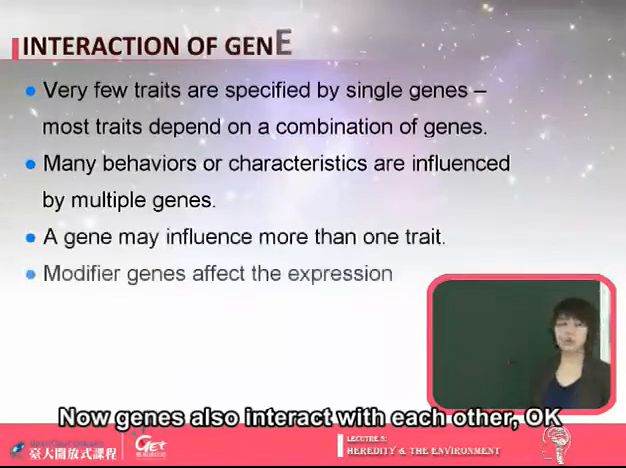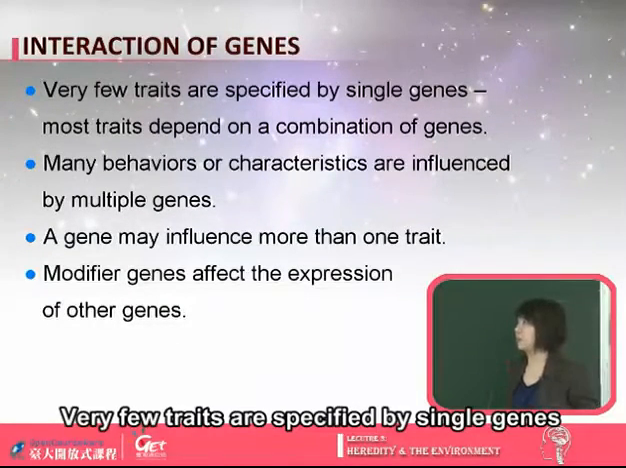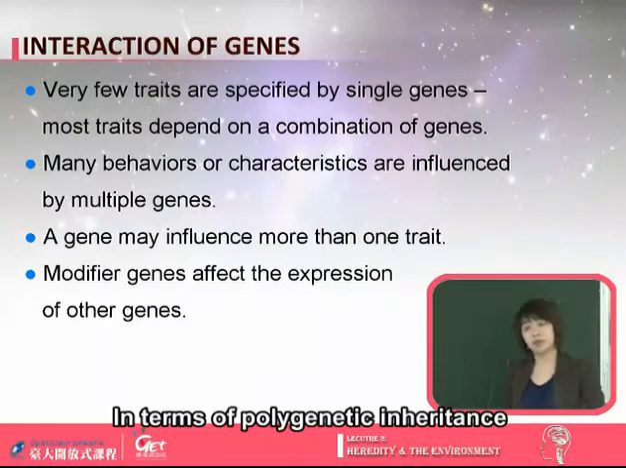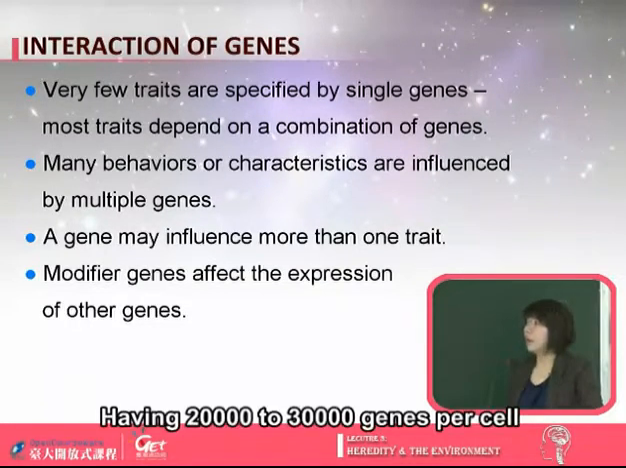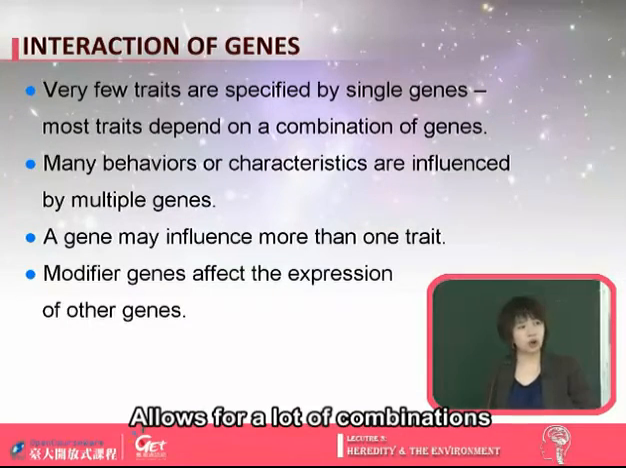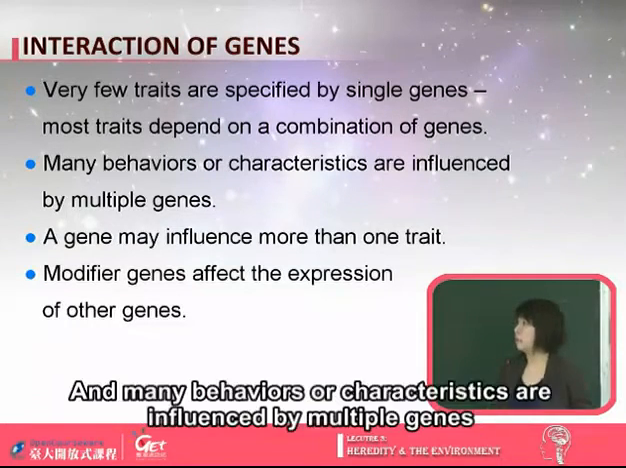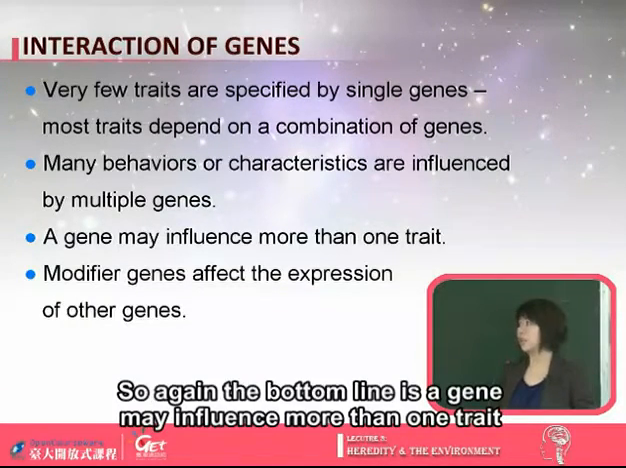Now, genes also interact with each other. Okay? Very few traits are specified by single genes. Most traits, as I said, in terms of polygenic inheritance, are determined by a combination. Having 20,000 to 30,000 genes per cell allows for a lot of combinations, so a lot of trait variations. Okay? And many behaviors or characteristics are influenced by multiple genes. So again, the bottom line is a gene may influence more than one trait.